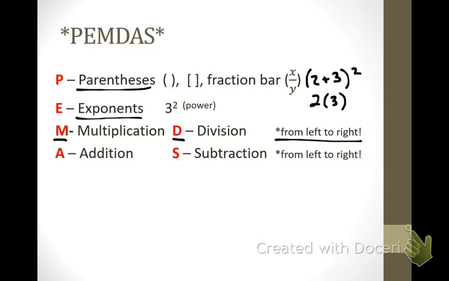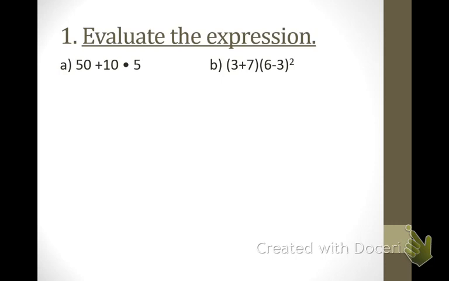The last thing for please excuse my dear Aunt Sally, the A and the S right here, has to do with addition and subtraction. Those are going to be the last 2 things that you're going to work inside of an equation, and you'll always do the work from left to right. Okay, so that's a little bit of the background. Now I want to go ahead and do a few examples with you. So make sure you've got your worksheet out, and we're going to go ahead and work these together.